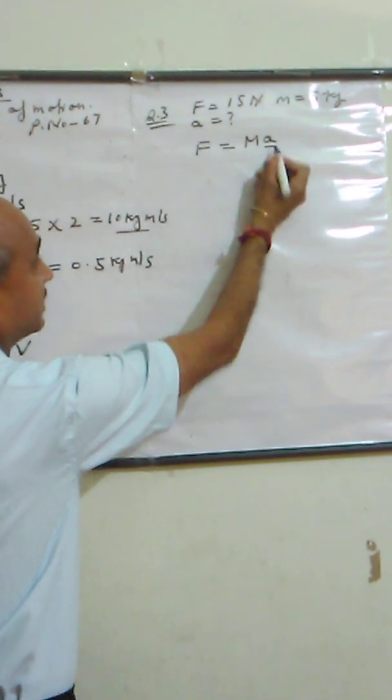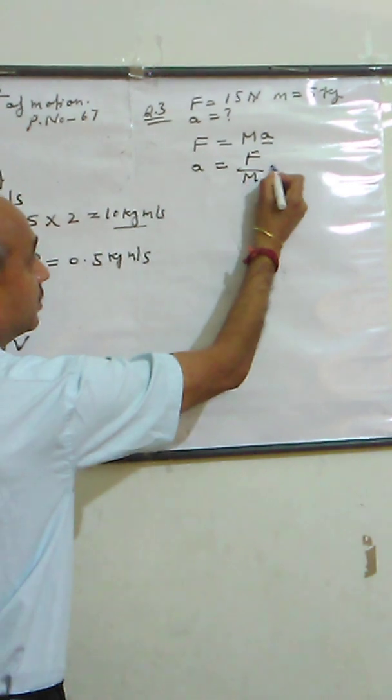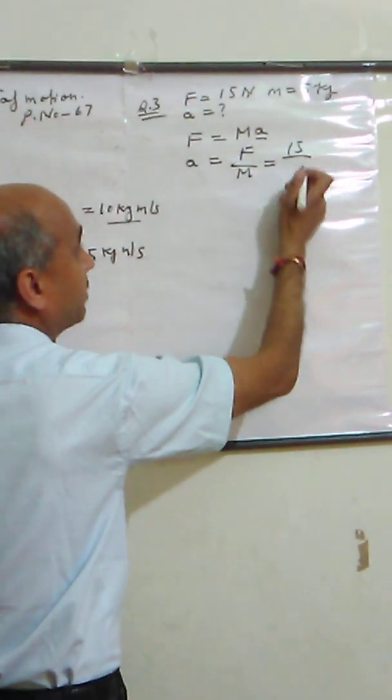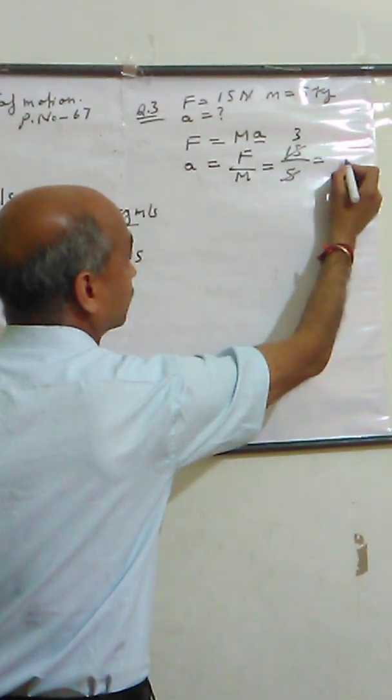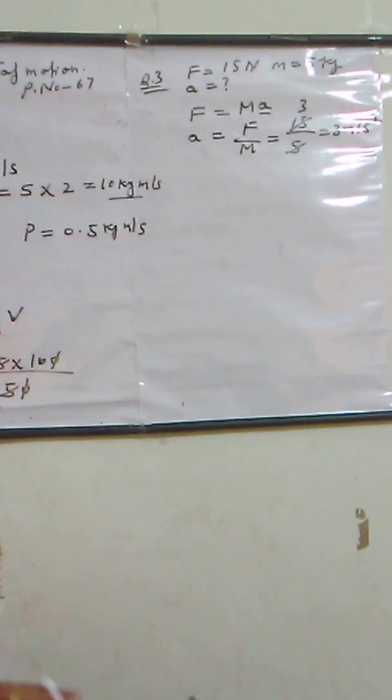We have to find the value of this A. So A from here equals F upon M. F is 15, and M is 5 kg. So we can cancel this: 5 times 3 is 15. So acceleration will be 3 meters per second squared. So this is your acceleration.